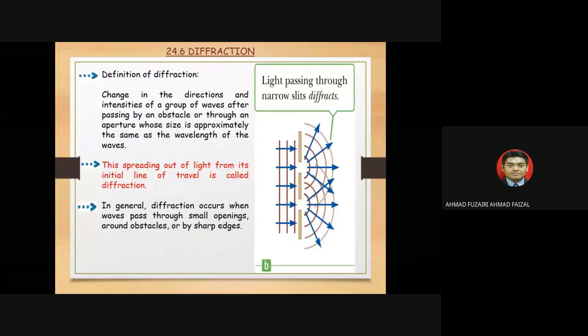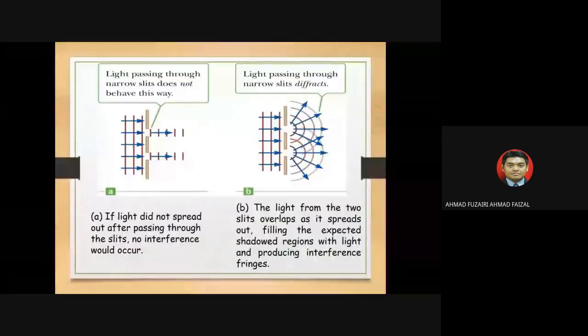Basically, light must first be diffracted before it can overlap or interfere with one another to produce an interference pattern. In figure A, if light did not spread out after passing through the slits, no interference would occur because they could not overlap or interfere with one another. In figure B, the light from the 2 slits overlaps as it spreads out, filling the expected shadowed regions with light and producing interference fringes.